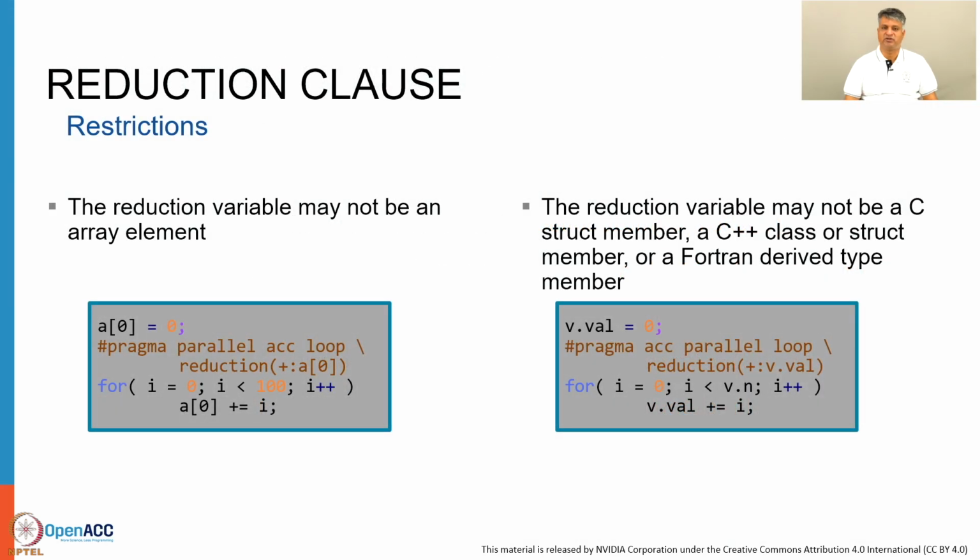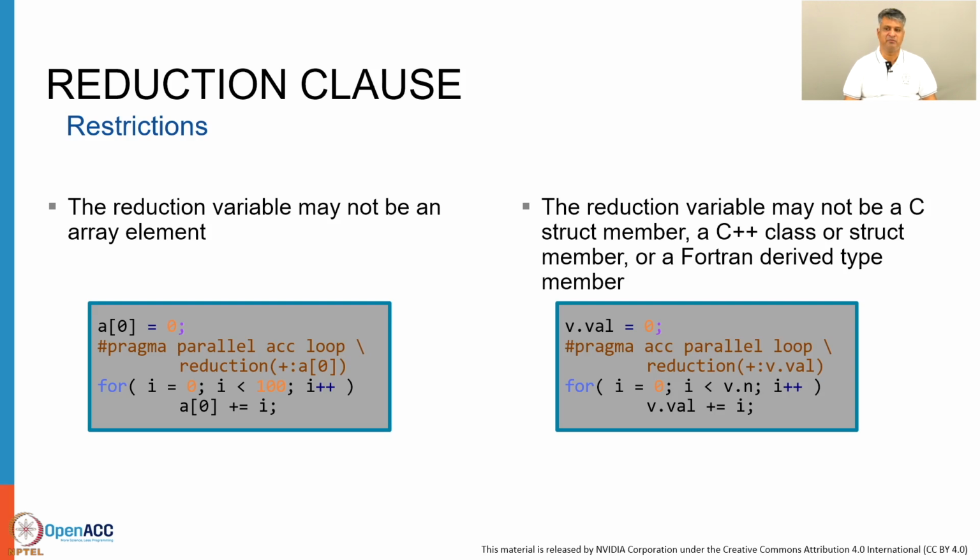What are the restrictions on the reduction clause? You may not reduce the variable on an array element. So for example, if you look at this bit of code on the left side, you're trying to do the reduction on A0. You're not allowed to do that. You have to do it on another single variable, and then if you would like to assign it to A0, that needs to be done outside the parallel reduction loop.